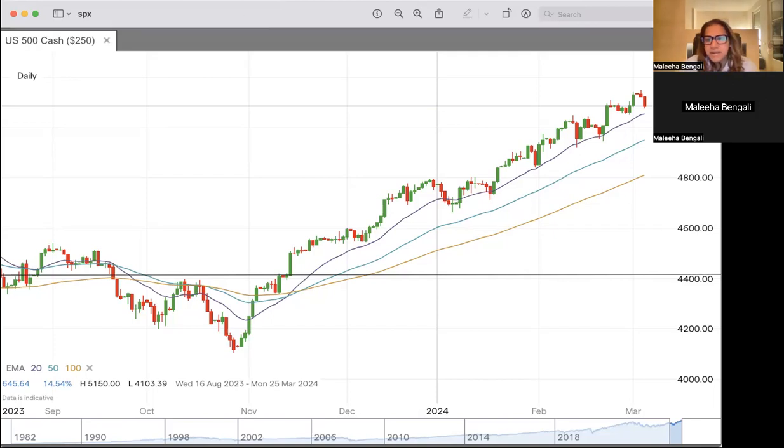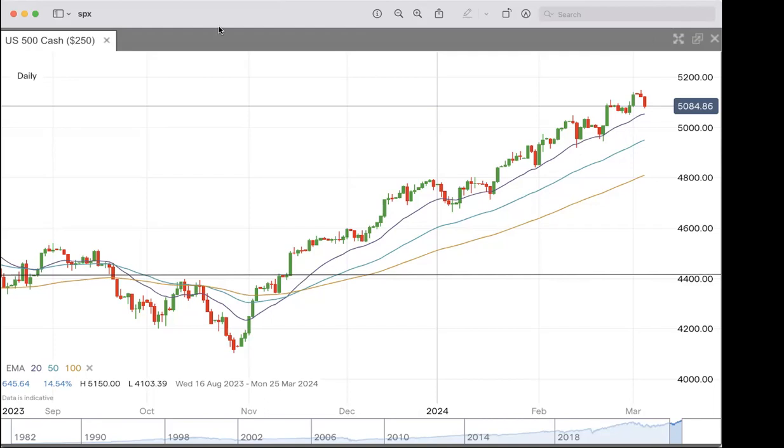The chart you see in front of you right now is the S&P 500. Obviously, we've seen the market rally from October of last year, it's up 20%. And from 2022, it's up about 40%. The market really has been up in a straight line all the way since then.